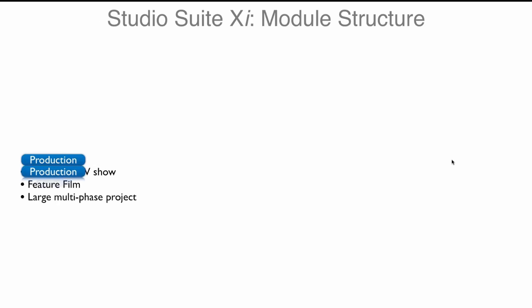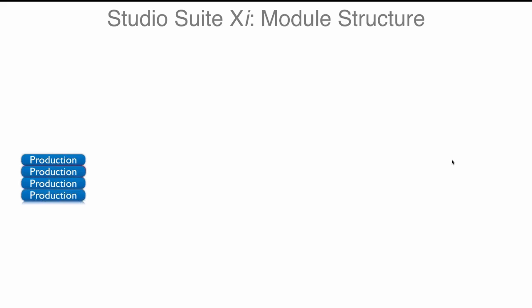So I want to talk a little bit more about this data structure and how that flows. I mentioned a bit ago productions. Production is the highest level of the hierarchy. And production could equate to something like a season of a TV show, a feature film, a large multi-phase project. And of course, you've got multiple productions going on at any given time.